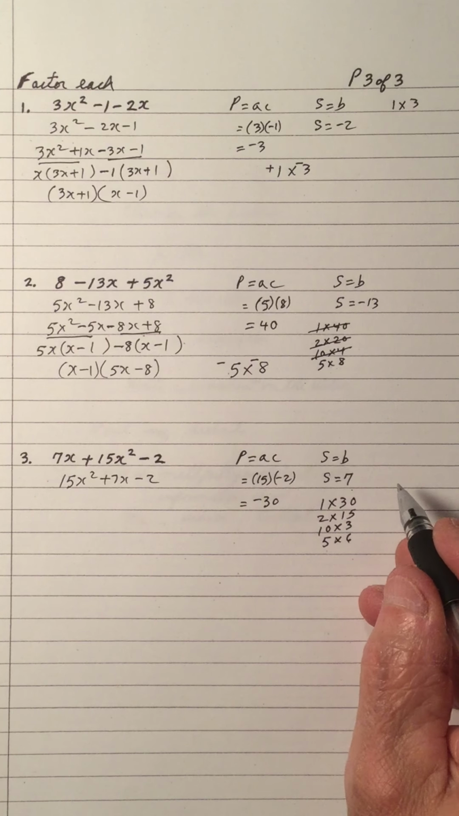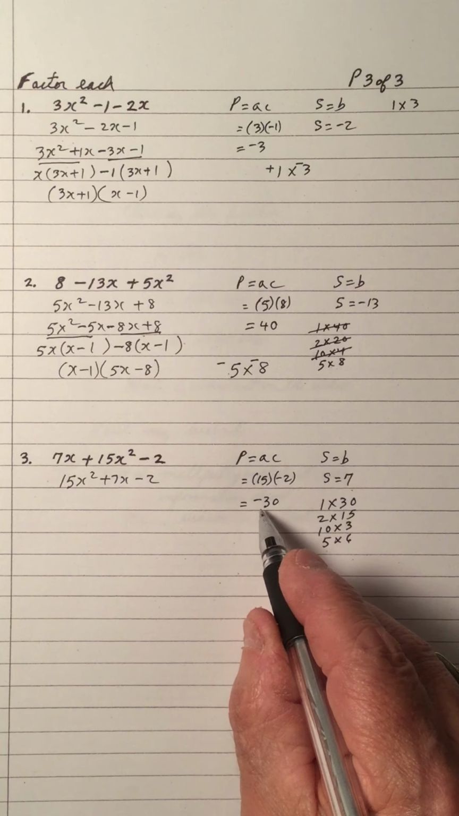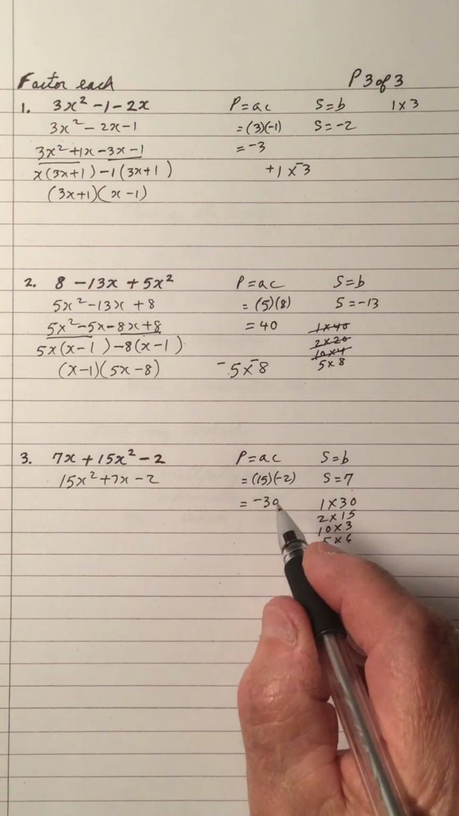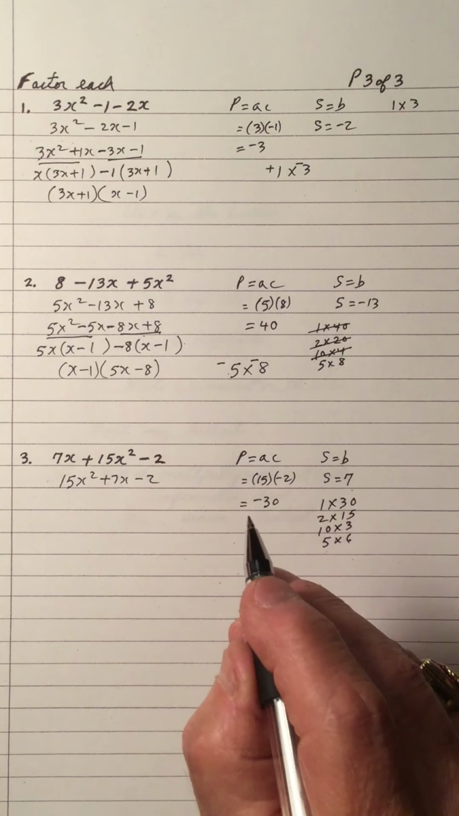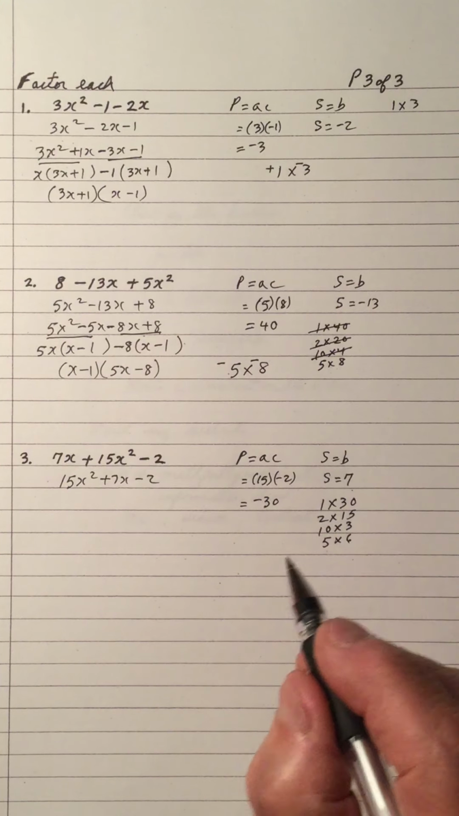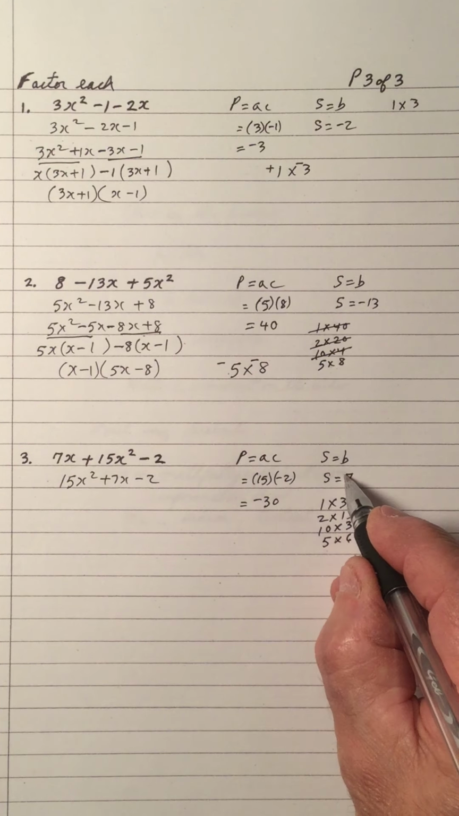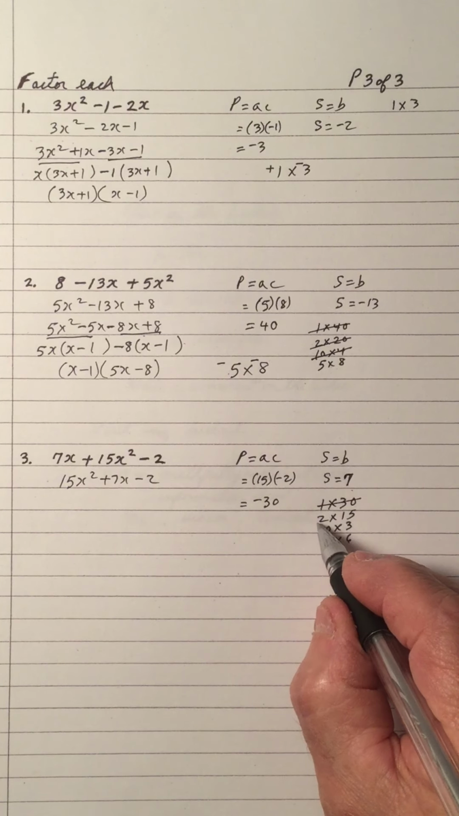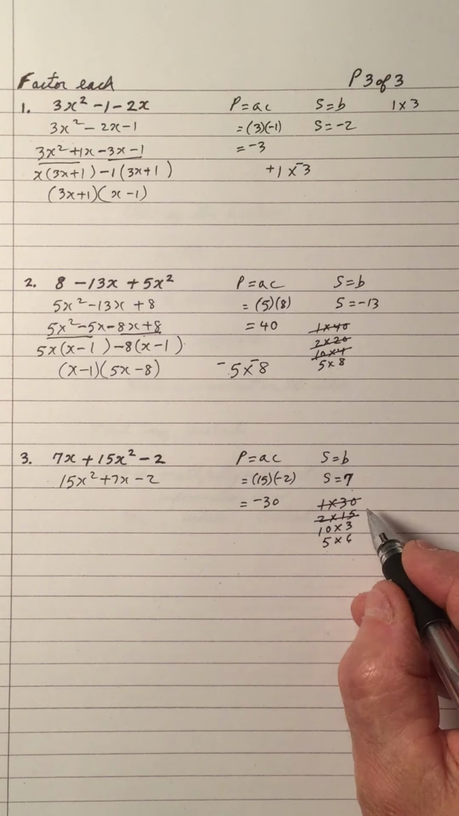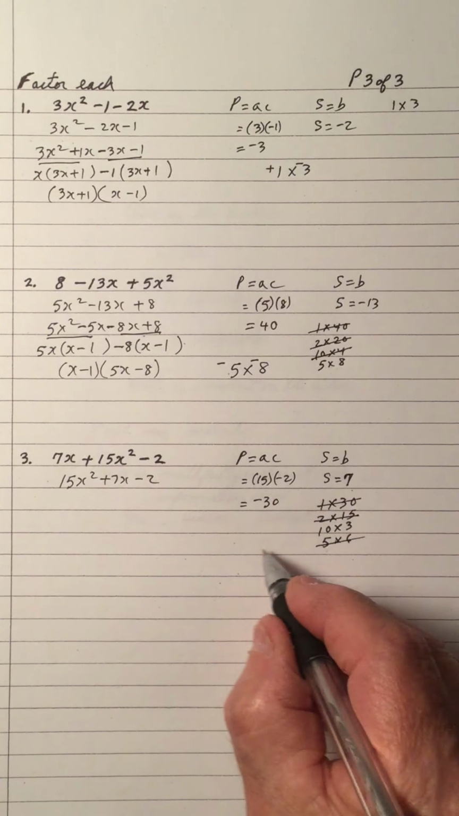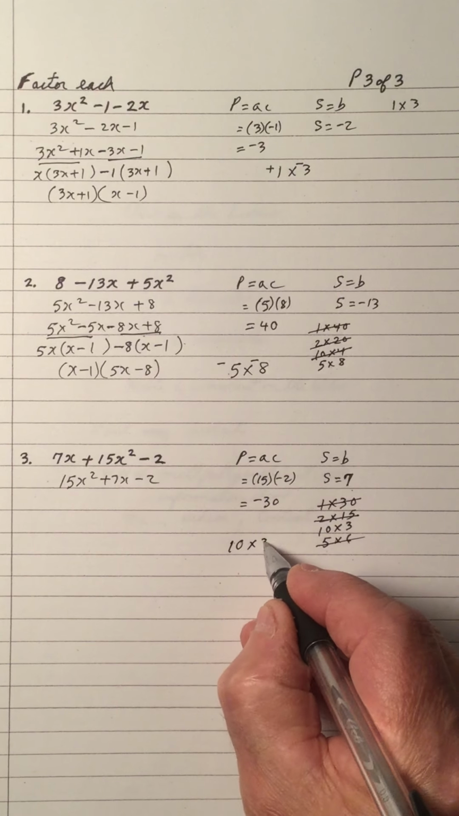Let's check. The product is negative 30. That means I'm subtracting the factors. If the product is negative, I must have a plus and a minus. If I have a plus and a minus, I'm subtracting. So I'm subtracting to have a sum of 7. Subtract 29, subtract 13, subtract 7. There's the one. So it's a 10 times 3.